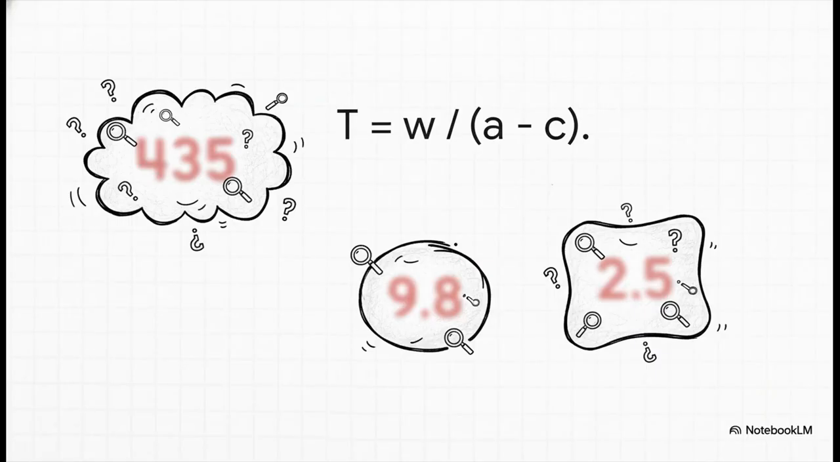So here's the puzzle we're up against. We've got this equation for t and 3 variables, w, a, and c. But, and this is the most important part, none of these numbers are what they seem. They've all been rounded. So our job is to work with that little bit of uncertainty, that fuzziness, to figure out a reliable value for t. Think of it less as a math problem and more like a detective story about precision.